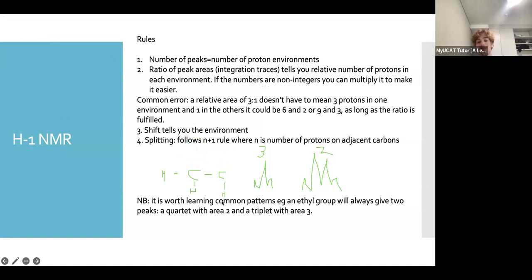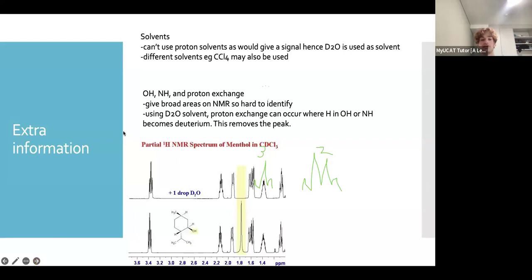But basically, this is a very common thing that OCR, Edexcel, and AQA all like to have, which is that you get a pattern like this where you have a triplet with an area of 3 and a quartet with an area of 2, representing an ethyl group. If you see that, I'm just giving you that because it often comes up. It's a bit of a tip that can help you instantly get it. Okay, let's carry on then.